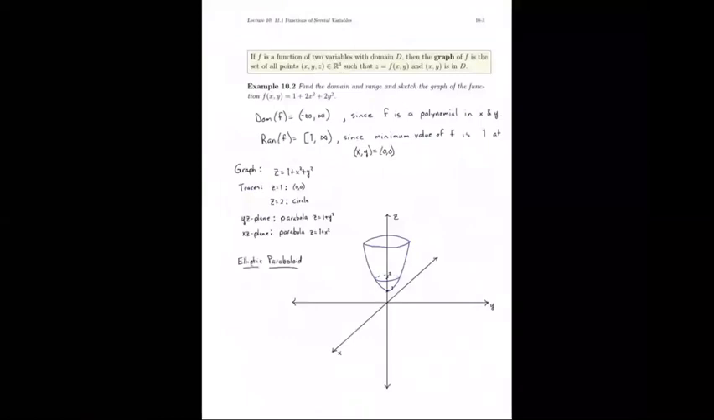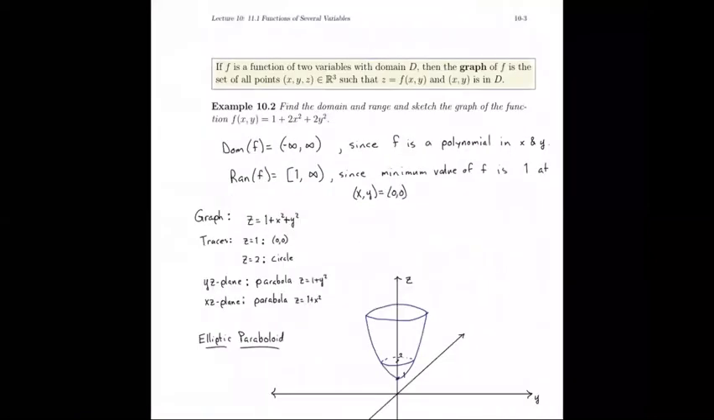So if f is a function of two variables with domain D, then the graph of f is the set of all points x, y, z in R3 such that z is equal to f of x, y and x, y is in the domain D of the function f. Okay, this is exactly the same situation we've always done with functions y equals f of x, single variable functions. Recall that y equals f of x is a single variable function. It involves the independent variable x.